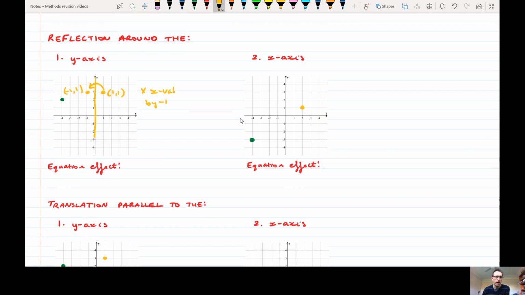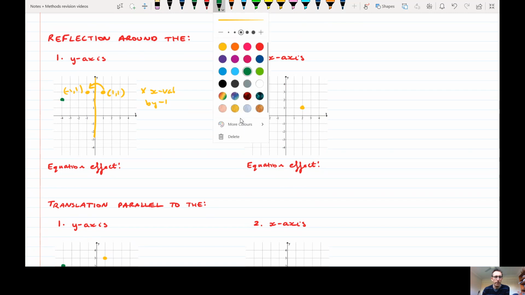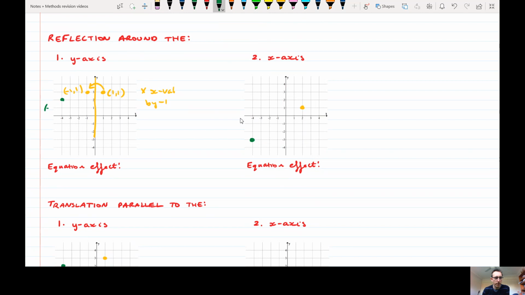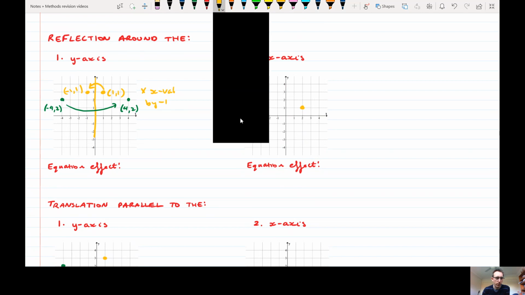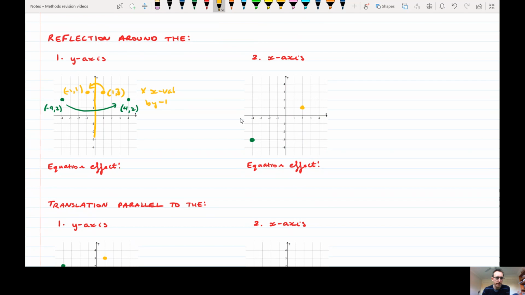This yellow line is our mirror. And same with the green one. The green one that was at -4, 2 becomes +4, 2. It's multiplying by -1. And I've just realized that for some reason I decided that coordinate was 1. It should be 3. Sorry to those playing at home going, what are you doing? That is around the y-axis.